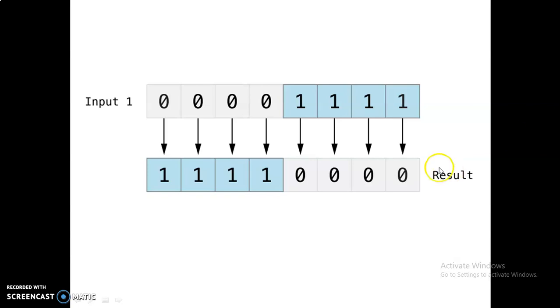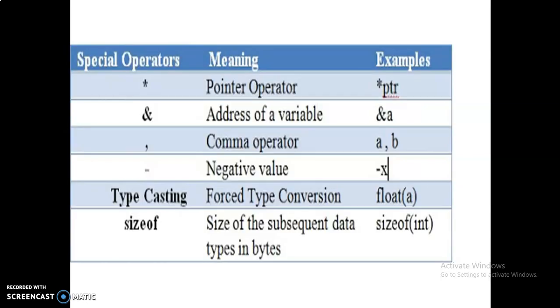This is another example. The input I gave is 000111. All the ones are converted to 0, and the 0s are converted to 1. So the complement means 1 is converted to 0 and 0 is converted to 1. This is called the 1's complement in C.